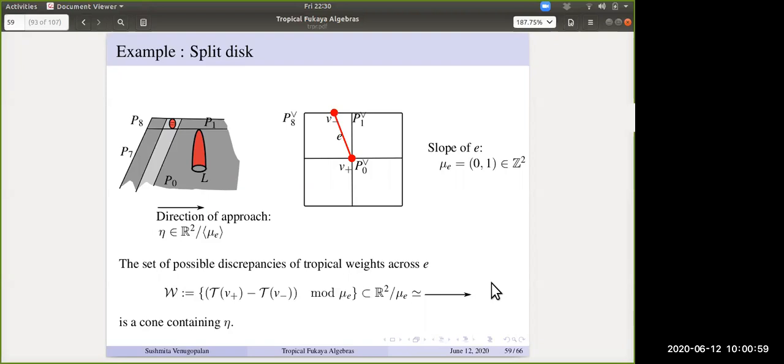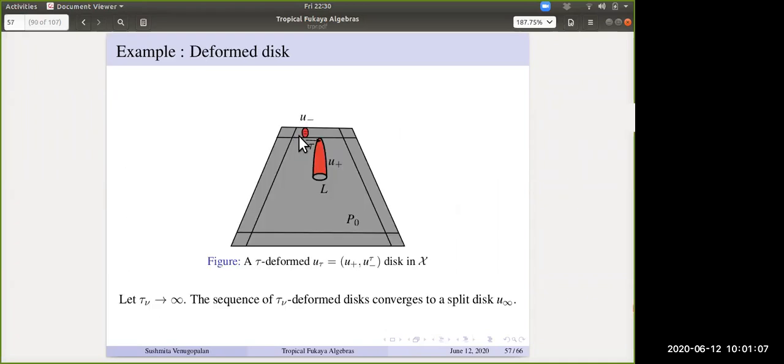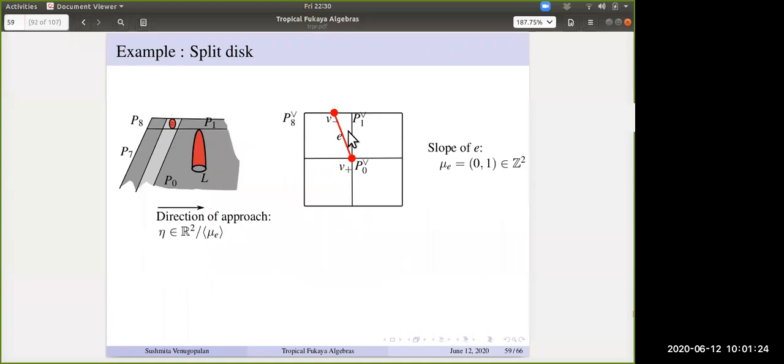Okay, so this is kind of important because when you fix this direction of approach, you don't, for example, want to count split disks where this U minus goes to the right side. So those don't get counted in this moduli space. So if you fix this left side, you only count the left side ones in order to get the homotopy equivalence. So that's where this direction of approach becomes important.